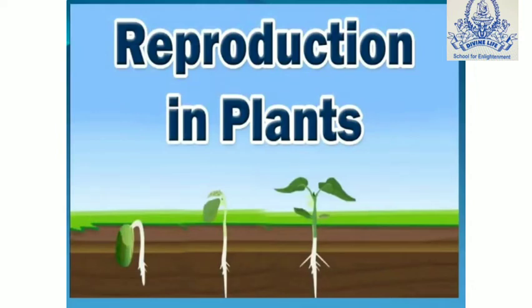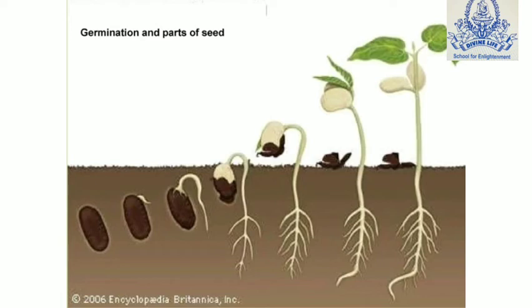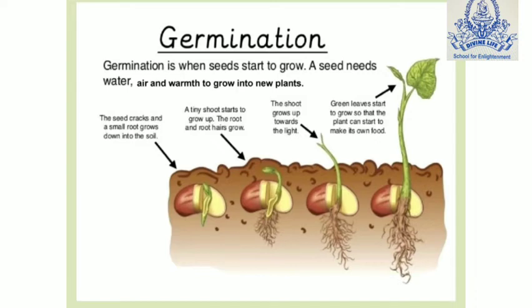Children, as we learned about reproduction in plants in the previous topic, in the same way today we are going to learn about germination and parts of a seed. We find that some fruits have many seeds and some have only one seed. Have you ever observed a seed carefully? You observe the growth of a baby plant from a seed. So, let us start with germination.